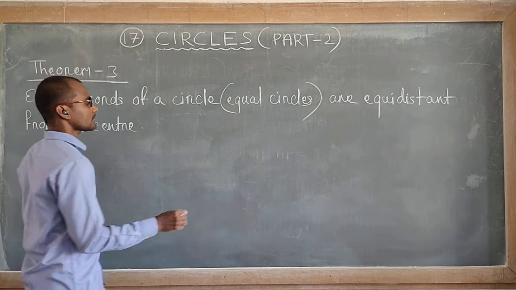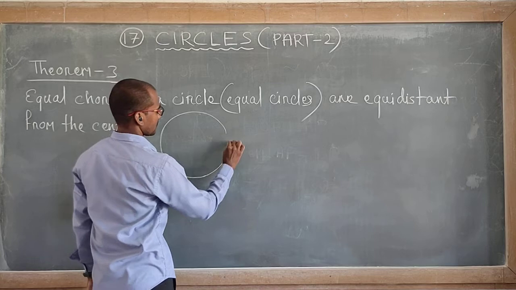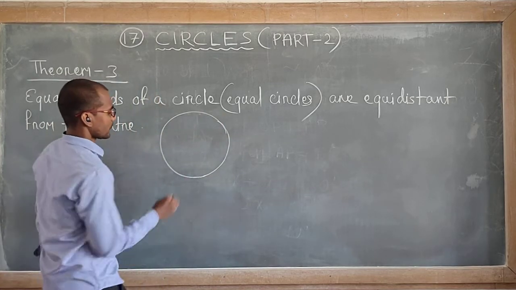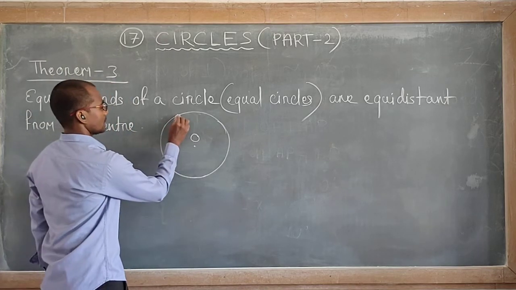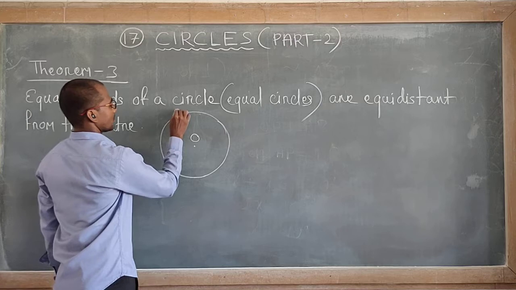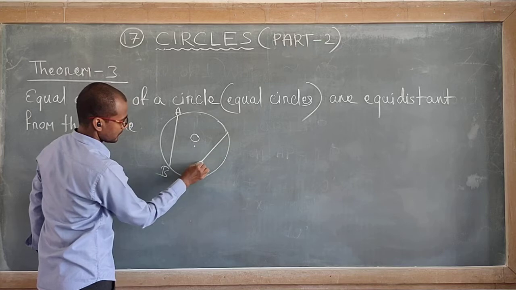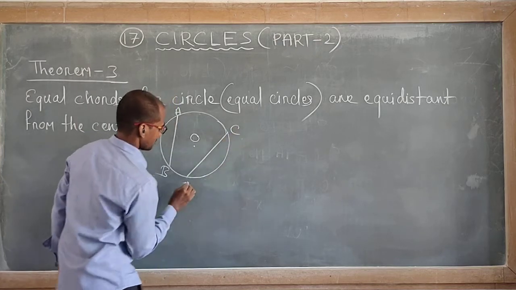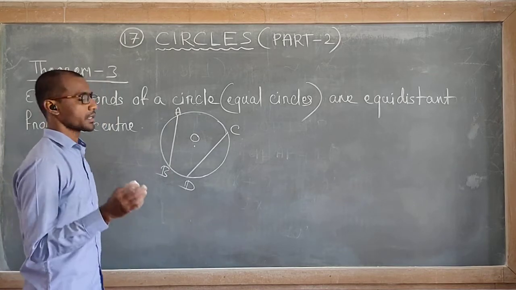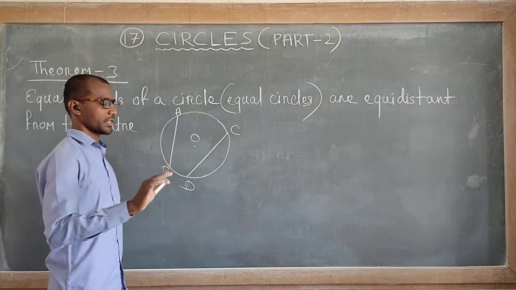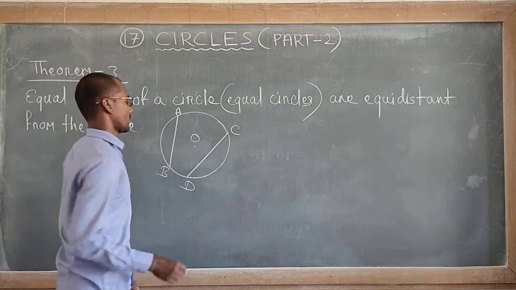Okay, so let us draw a circle. Let O be the center. Now I will draw two equal chords. This is AB, then this is CD. These two chords are equal to each other. Then the distance from the center will be same. Now distance means always perpendicular distance. So from O we have to draw perpendicular on both of the chords.